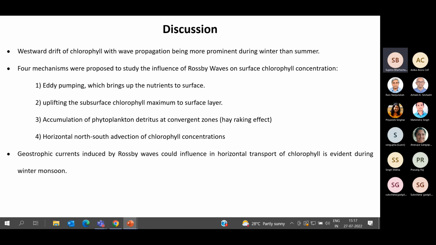The geostrophic currents induced by Rossby waves could also influence the horizontal transport of the chlorophyll and is evident during winter monsoon.